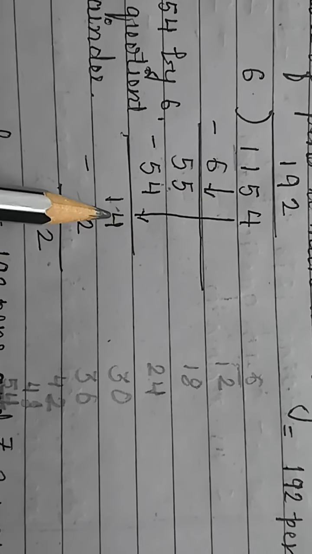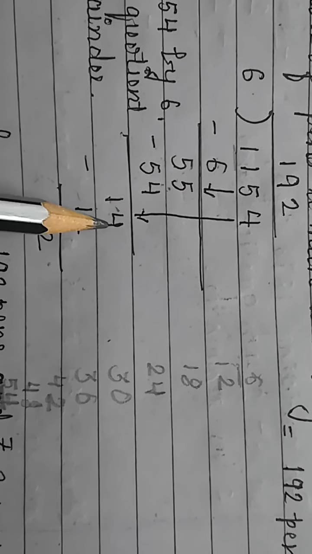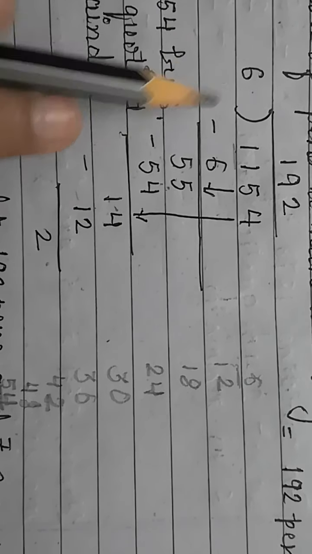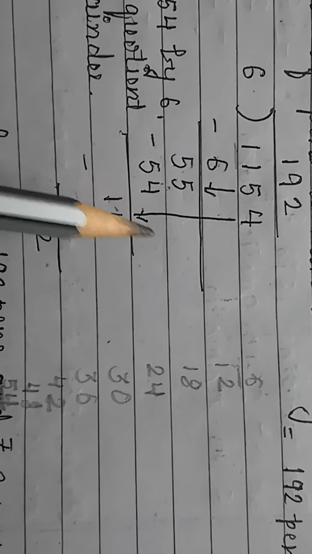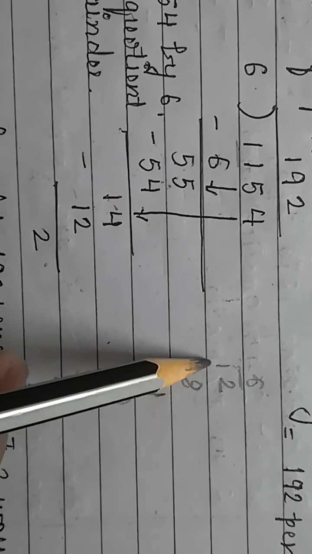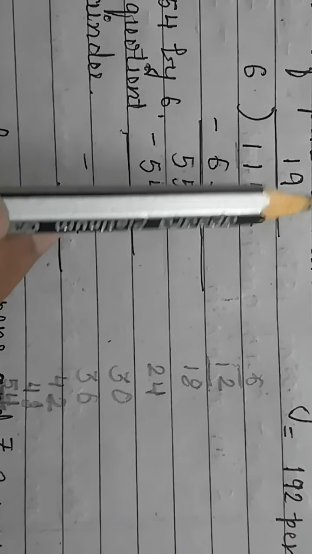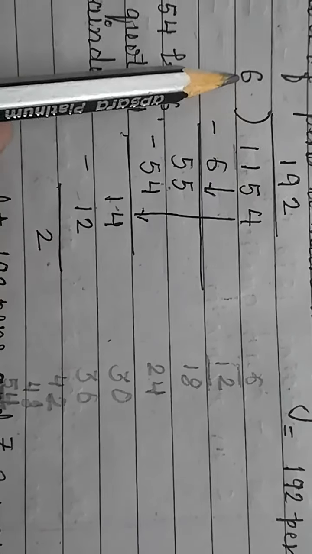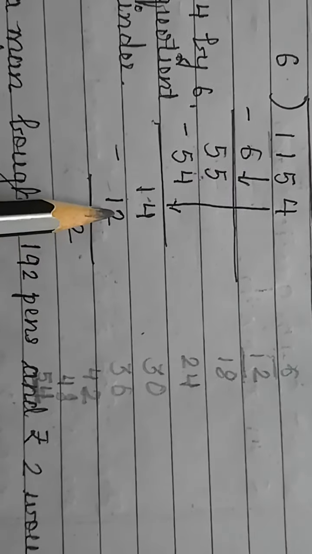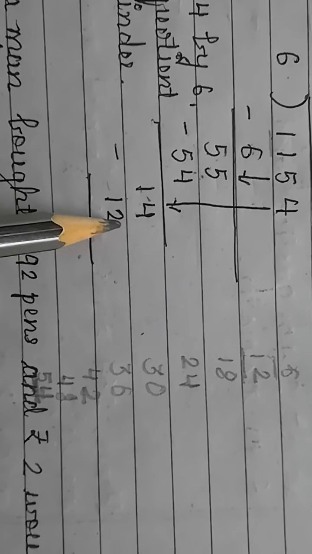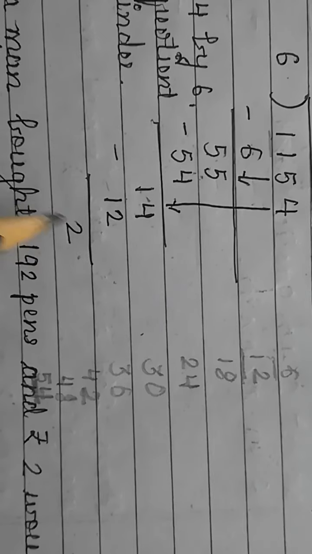We'll bring the last digit down here. Now this number is 14 ones. So let's check again in the table of 6 for the number less than 14. Yes, it is at the second place. So we will write 2 in the quotient place, and 6 twos are how many? Yes, that is 12. So we will subtract 12 from 14. So 4 minus 2, 2 here.